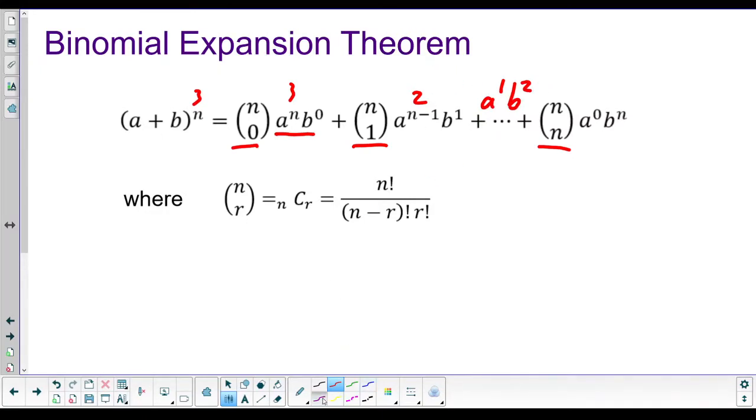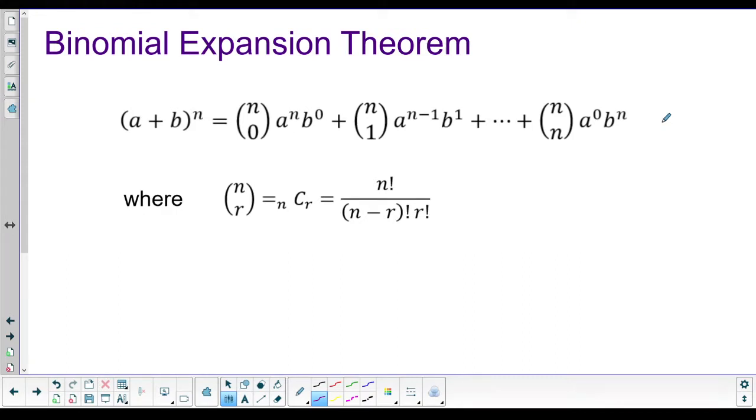You're slowly transferring your exponents from A to B. And you should always have a total of whatever n is. So 3 and 0, if you add them together, that's 3. 2 and 1, that's 3. 1 and 2, that's 3. 0 and 3, that's 3. So you are going to slowly transfer your exponents from A to B. A starts with n, B starts with 0, and you'll end with A having 0 and B having n. Cool. So there we go. That's how the formula works.